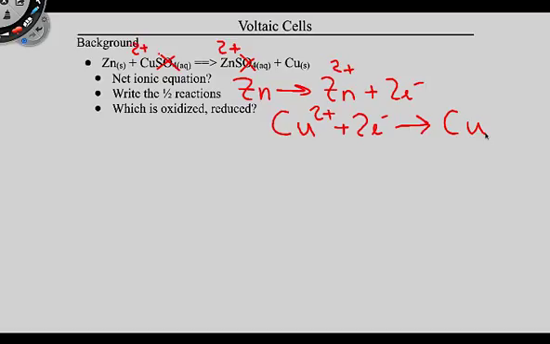So guys, making sure, because remember I tricked you on this in September and some of you missed it, so let's be clear. What is the substance that is being oxidized? Zinc. What is the substance that's being reduced? Copper ion. Good.